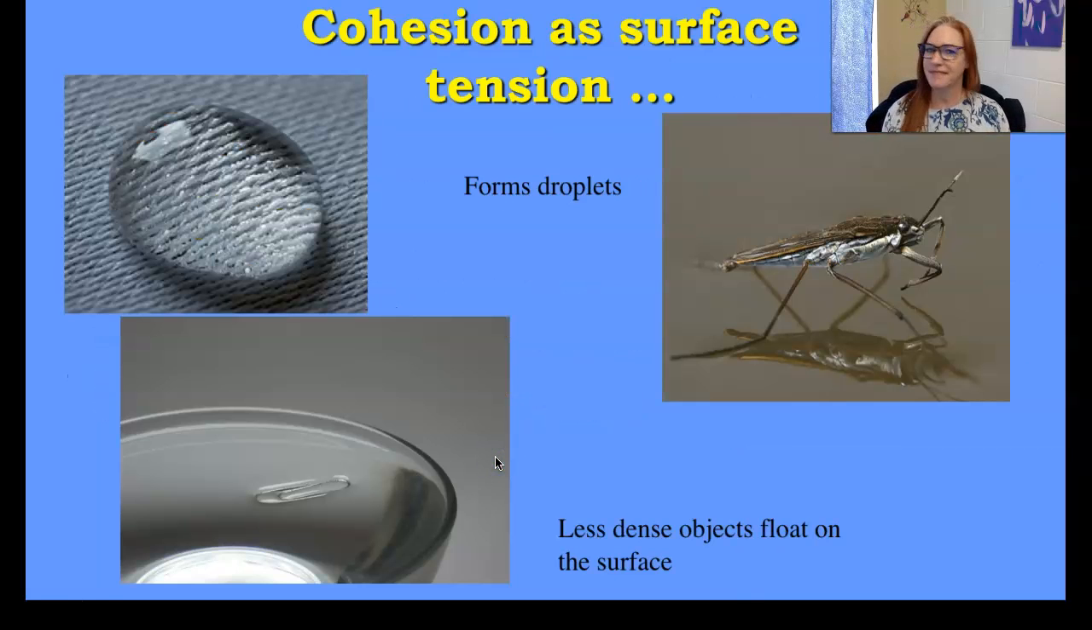So it looks like cohesion is what helps water form droplets, lets those bugs walk on the water, and lets things float on water. If something is less dense than water, it will float on top, and surface tension helps keep it up there.